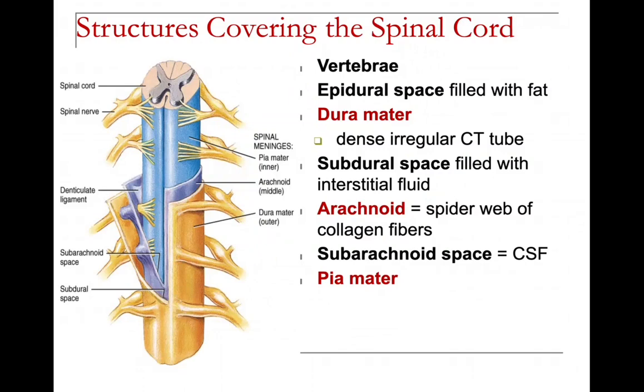So if you're going from the vertebrae, then going deep, you have the epidural space that's filled with some fat. It's going to give some cushioning. You've got the dura mater, and it's dense irregular connective tissue in a tube. The subdural space will have interstitial fluid. Then you have the arachnoid mater, which is that spiderweb layer of collagen fibers. The subarachnoid space will have your cerebral spinal fluid. And then finally the pia mater that's going to adhere directly to the tissue.